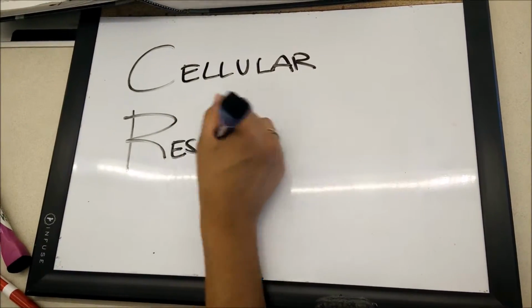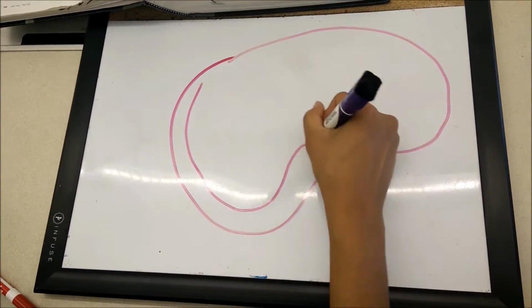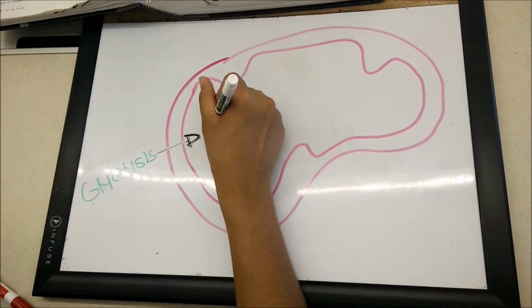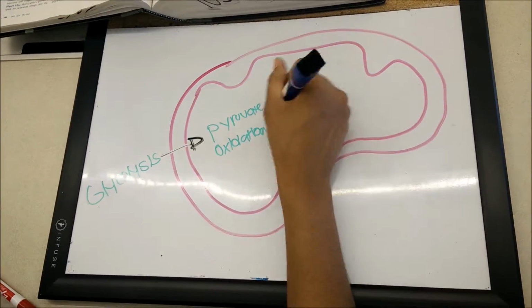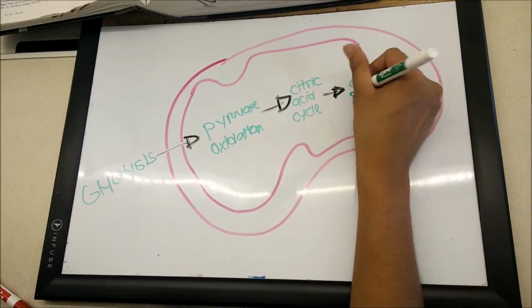So today I'm going to be talking with you about cellular respiration, and this is the process cells undergo to produce energy in the form of ATP. And there are two pathways a cell can take: anaerobic, which is this process without oxygen, and aerobic, which is this process with oxygen, and that's what I'm going to be showing you right now.